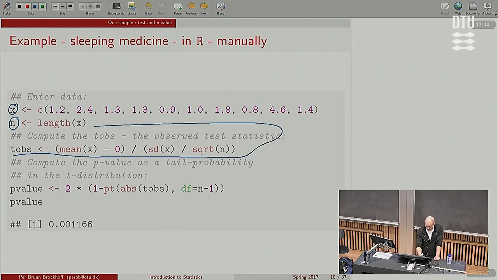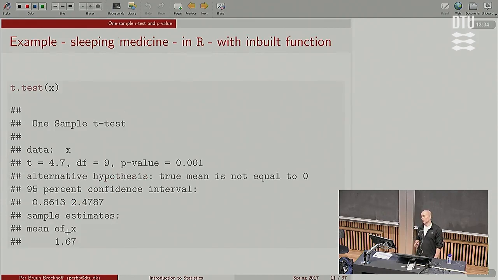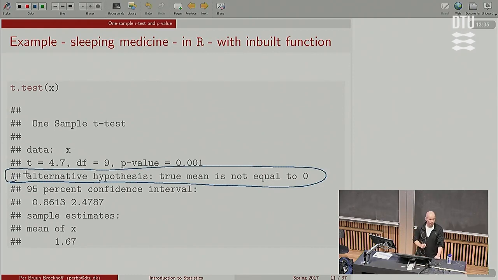Just by manual formula handling, compute the t-ops, and then find the p-value as I've already shown you. Just straightforward computations. Or, as you've seen already, we could just use the function t-test. By default, this function tests the hypothesis of being 0. You could test other hypotheses, but this is the default. And that's what we wanted here.